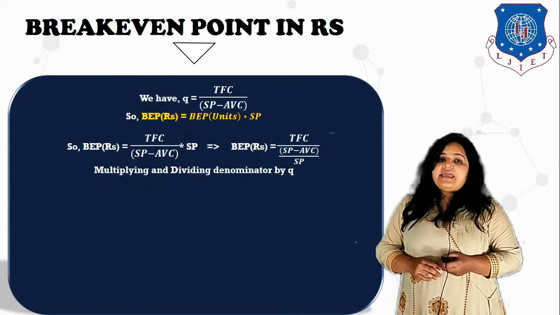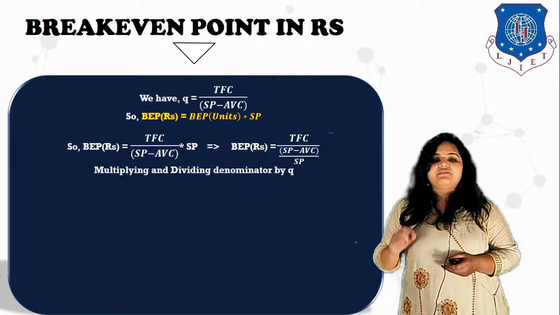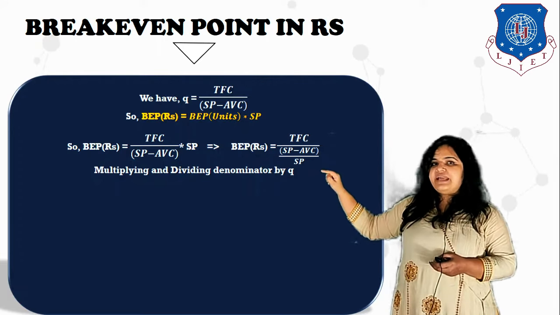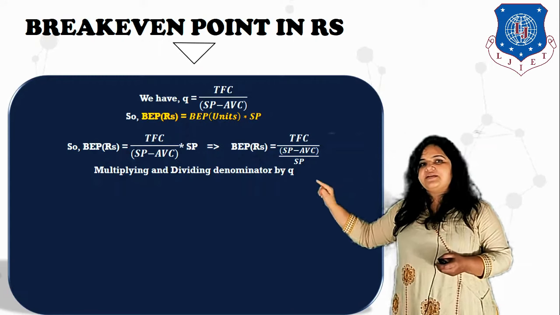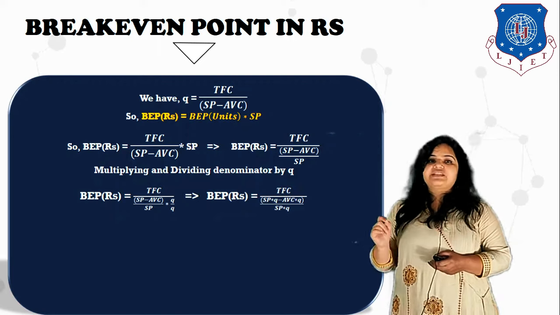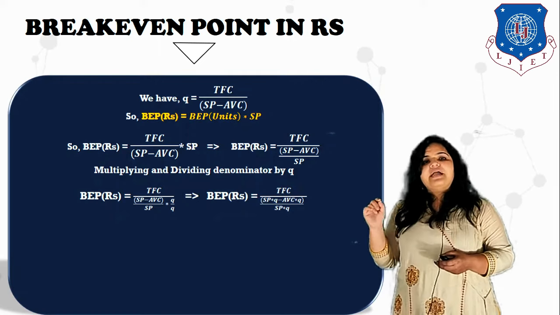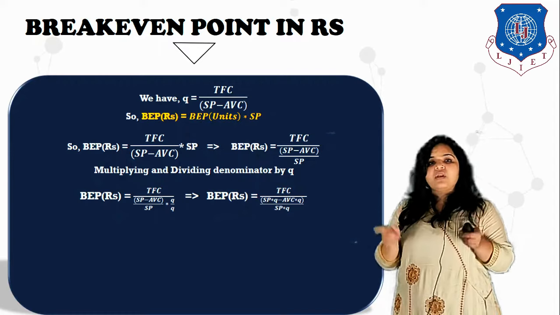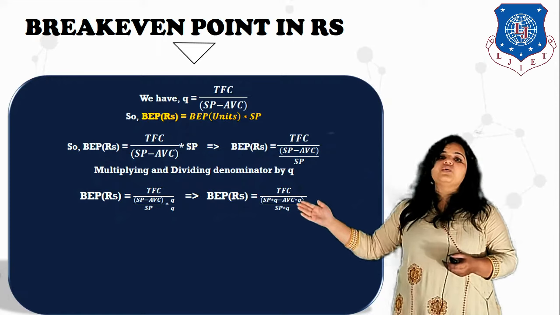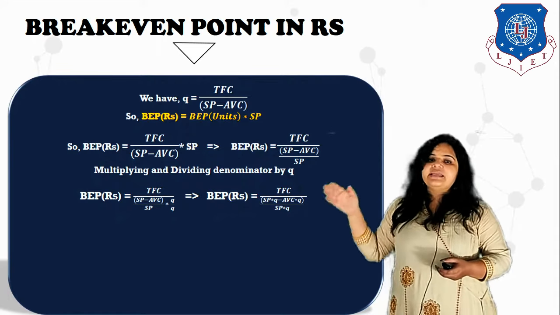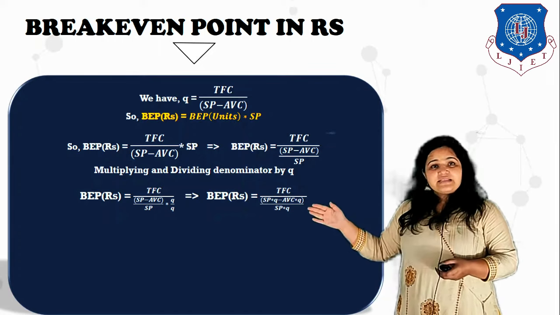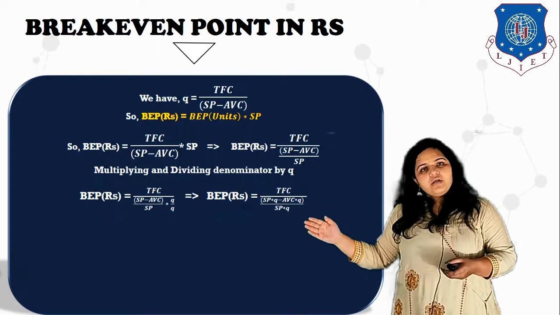Let us try and multiply and divide the denominator by Q. We will multiply and divide this denominator, SP minus ABC upon SP, by Q. Let us see what happens. It will leave us with TFC upon SP minus ABC upon SP the whole multiplied by Q by Q. If I try multiplying Q inside, I will get TFC upon SP into Q minus ABC into Q upon SP into Q.